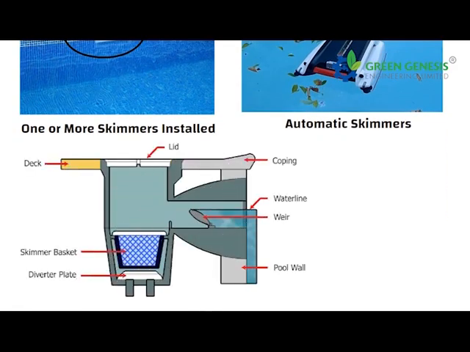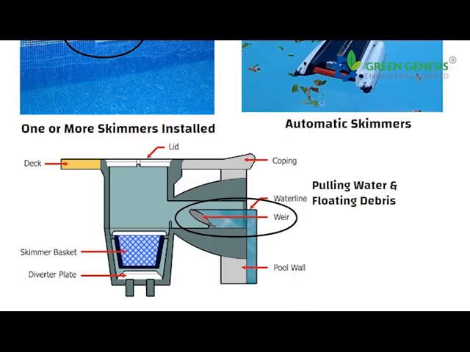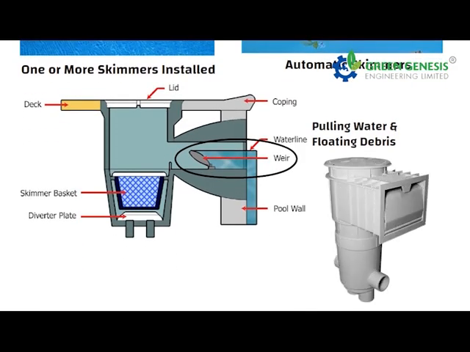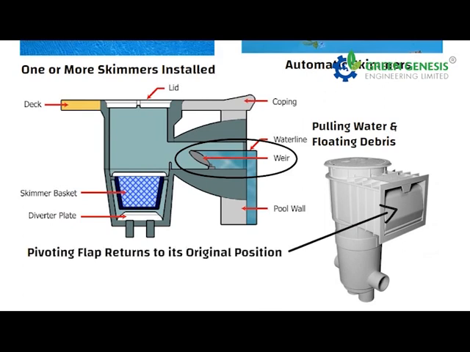When the pool pump is running, the skimmer works by pulling water and floating debris from the pool surface through a pivoting flap called a weir. When the pool pump is turned off, the pivoting flap turns to its original position where it helps prevent the debris from re-entering the pool.